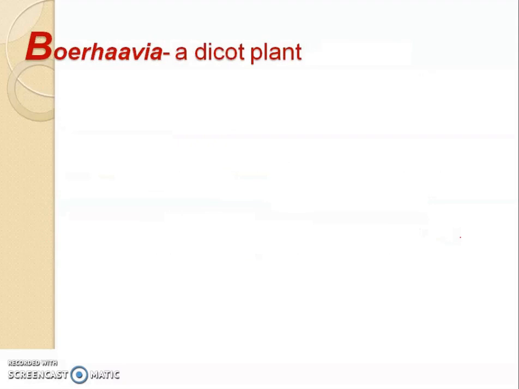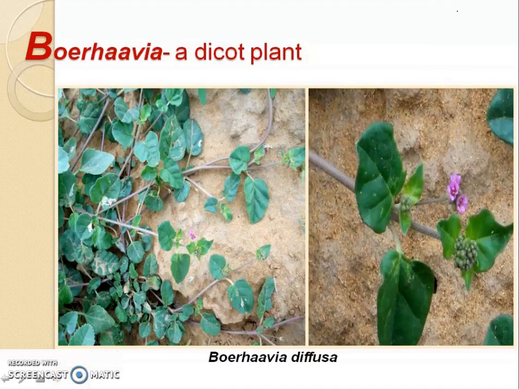Now, as per the syllabus requirement of the undergraduate classes in Haryana, Boerhavia is the example of a dicot stem in which we study the anomalous secondary growth. Boerhavia is a herbaceous dicot plant. It is a herbaceous dicot plant found very commonly in the Haryana region. This is Boerhavia diffusa, which grows prostrate on the ground.